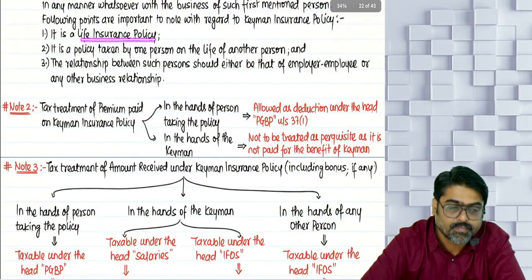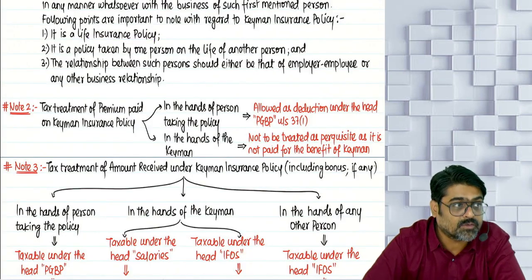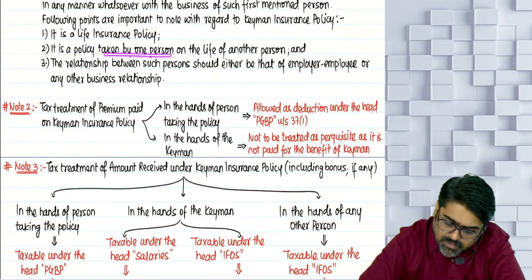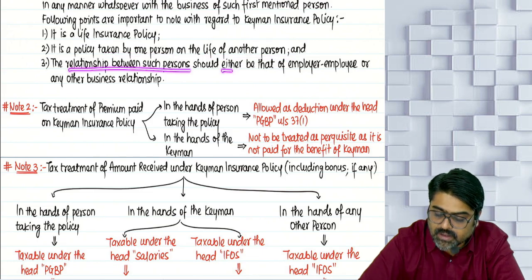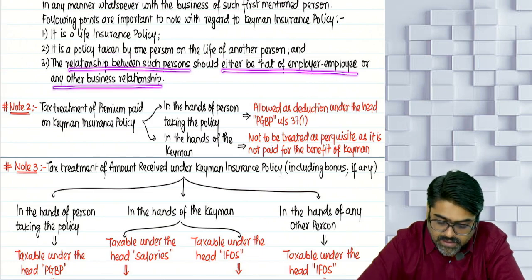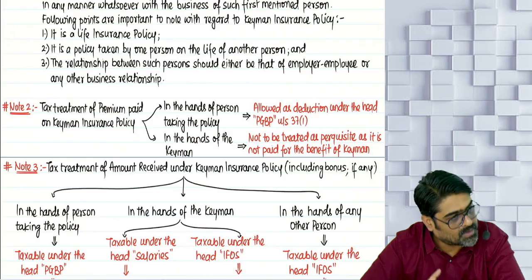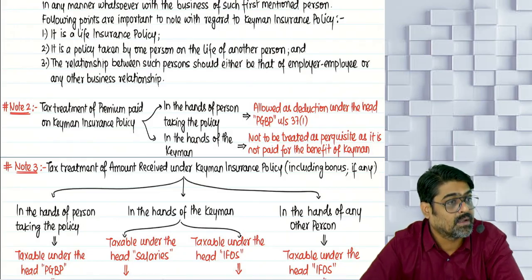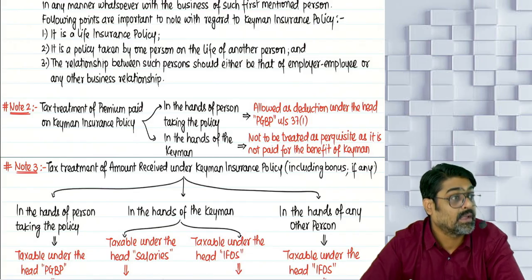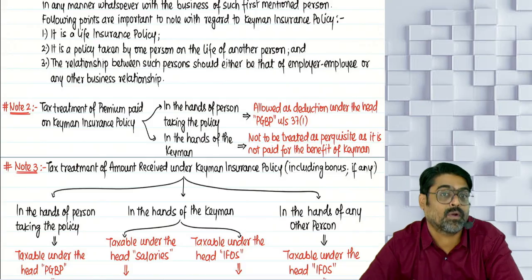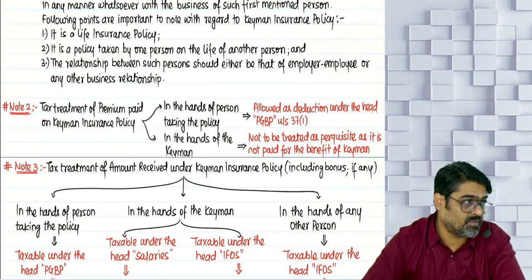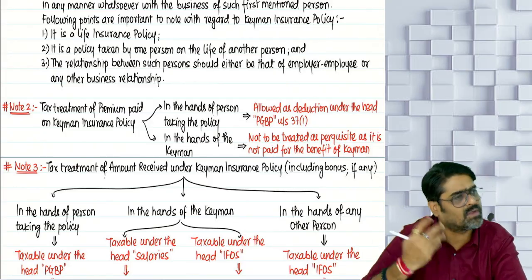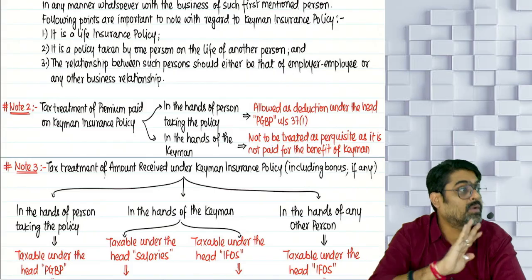So what are the points? Keyman insurance policy is a life insurance policy taken on the life of a person, and the relationship between such person and the company should either be that of employer-employee or any other business relationship. But the person for whom the policy is taken is known as Keyman. Keyman means an important person. Meaning you are an employee, but you are very important for my business. Or if you are not my employee, but you are connected with the business of my company in whatever way, but still you are very important for my business.